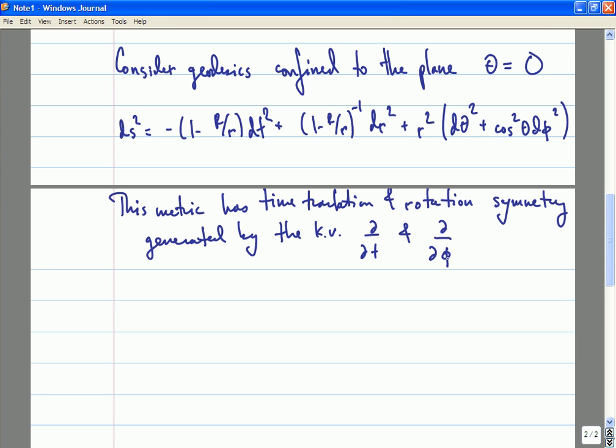Here I'm using our slick notation for a vector as a differential operator. So when I say the vector d by dt, I mean the vector whose components in this coordinate system are 1, 0, 0, 0. And when I say d by d phi, I mean the vector whose components in this coordinate system are 0 except in the phi direction where they're equal to 1. And the fact that this metric has these symmetries is reflected by the fact that the components of the metric are independent of t and independent of phi.